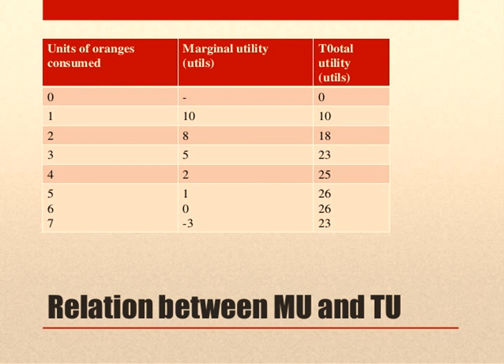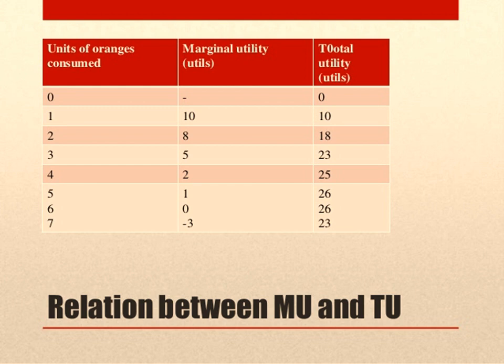Here we can see the first column, consumption of orange. When we consume more and more oranges, what about the total utility? Total utility is also increasing. When the consumption increases, total utility also increases. But see the increasing rate. See, 10 to 18, difference 8. 18 to 23, difference 5. 23 to 25, difference 2.